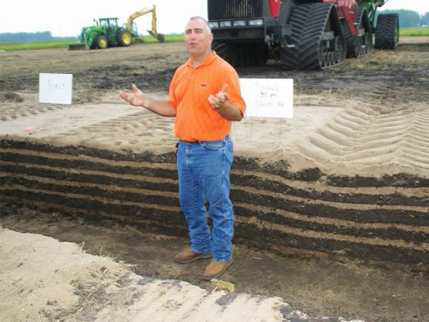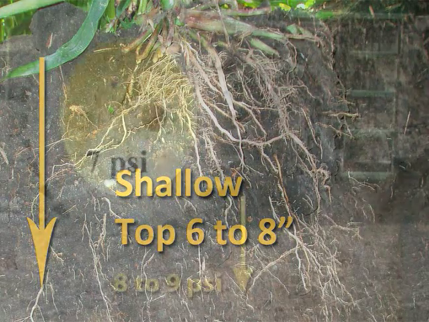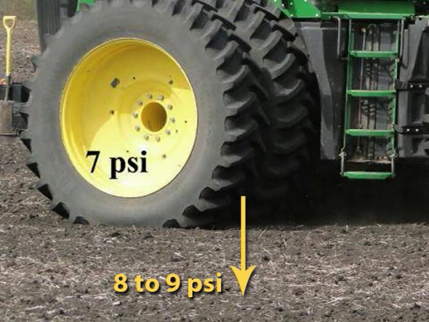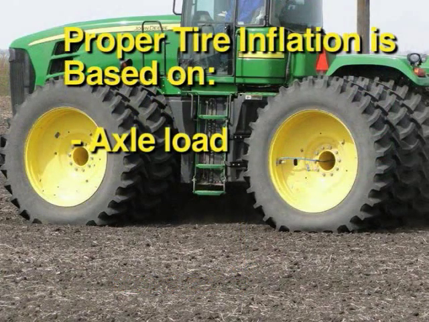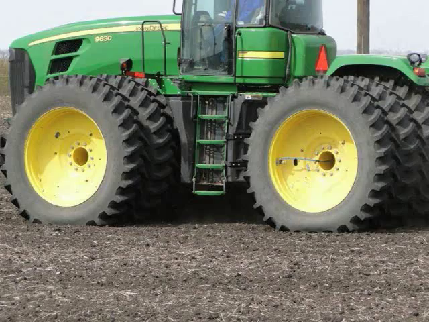Randy Taylor, an ag engineer with Oklahoma State University, spoke to us about tracks and tires and managing field traffic to reduce soil compaction. Soil compaction is generally categorized as shallow or deep. Shallow compaction is confined to the top 6 to 8 inches of the soil, and it's directly related to the pressure that is applied to the soil. For tires, your ground pressure is really close to the inflation pressure. Proper tire inflation pressure is based on your axle load, number of tires, and your tire size. Proper inflation of your tires is discussed in more depth in video number 4 of this series.